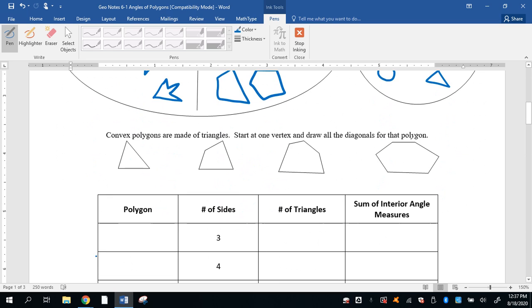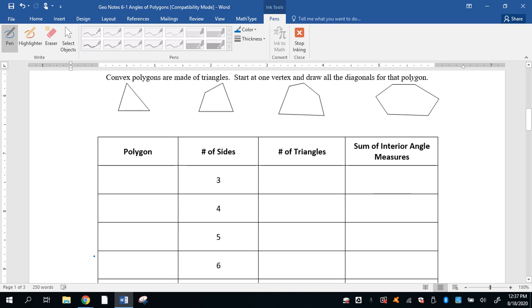And convex polygons are made of triangles. You start at one vertex and draw all the diagonals you can for that polygon. We don't have any diagonals here. Here we have one. Here we have two from a side. And here we have one, two, three. So how many triangles are in each of these? There's one triangle. There are two triangles formed, three triangles, and four triangles.